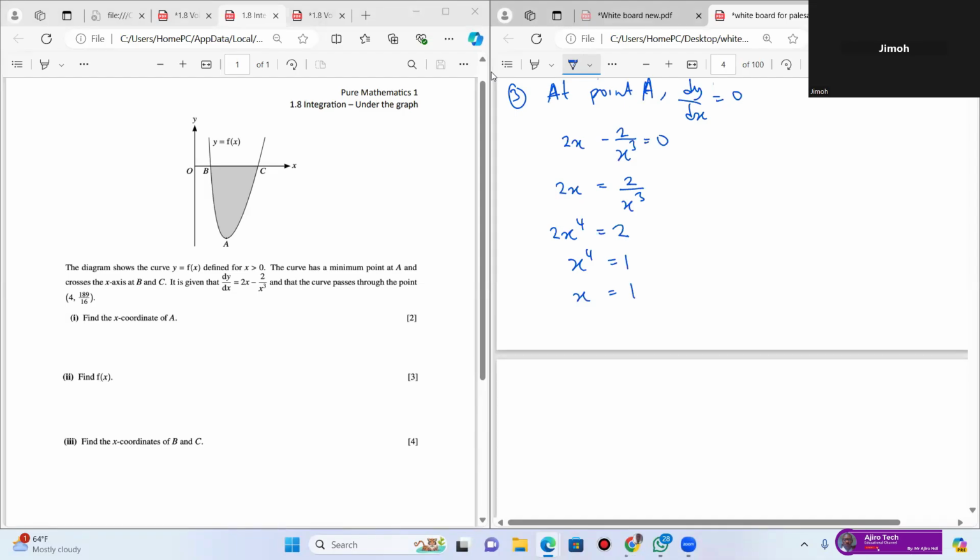Why did you just say x is 1? This is the part where I got confused. If x to the power 4 is 1, the fourth root of 1 is plus or minus 1, because 1 raised to power 4 is 1 multiplied in 4 places, which is still 1. 1 raised to any power is 1.